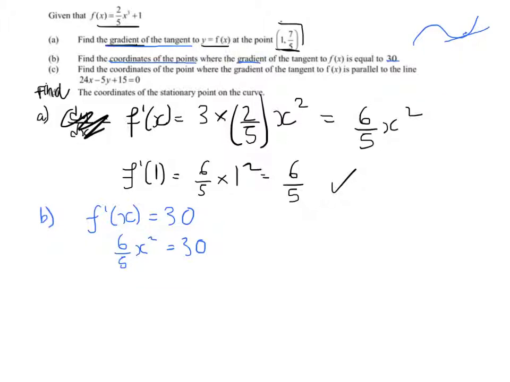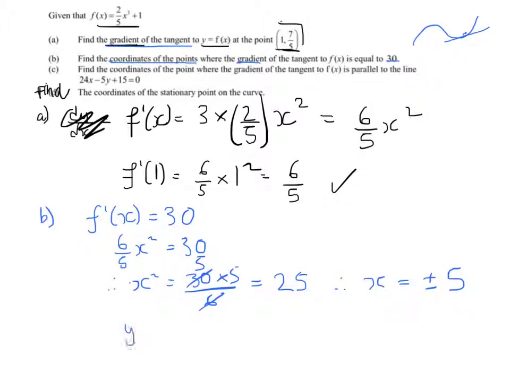Okay, so now we've got, therefore, x squared equals 30 times 5/6. So we cancel, this becomes 5. So we get x squared is 25. Therefore, x equals plus or minus 5. And to find y, we substitute back into f of x.